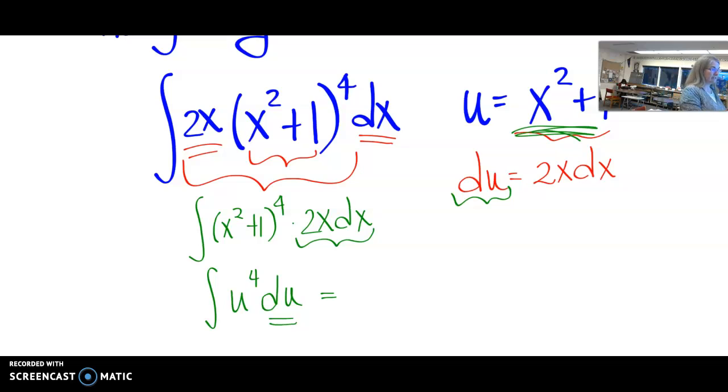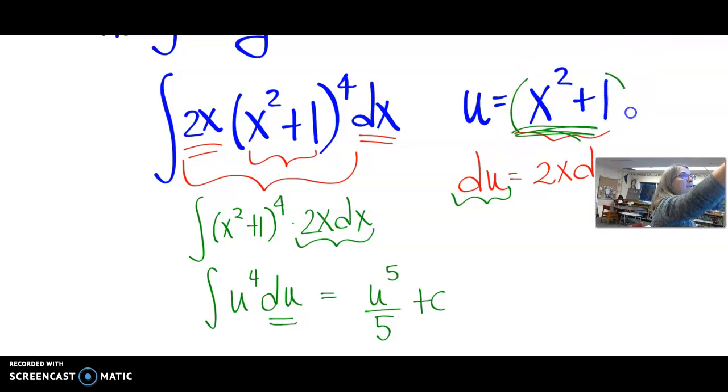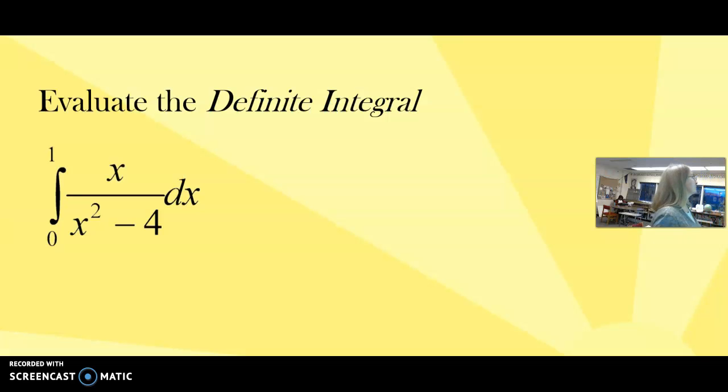Okay, so we integrate this with respect to u, so you add 1 to the exponent, and we divide by that. And I'm going to have a plus c here because this is an indefinite integral. And then I need to sub back in what I had for u. So I end up with (x squared plus 1) to the fifth over 5 plus c. Okay, let's do another example.